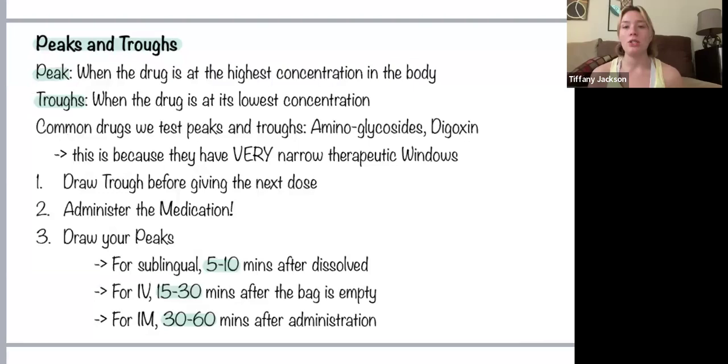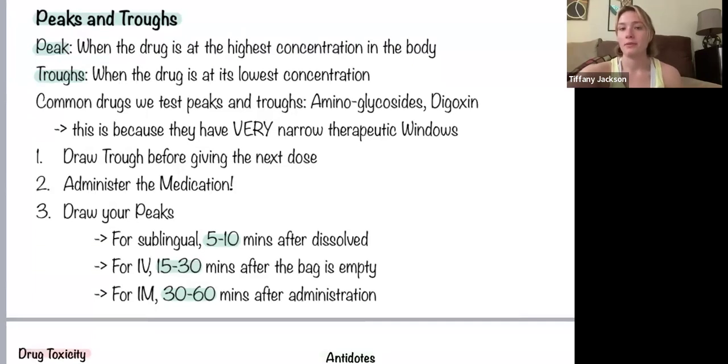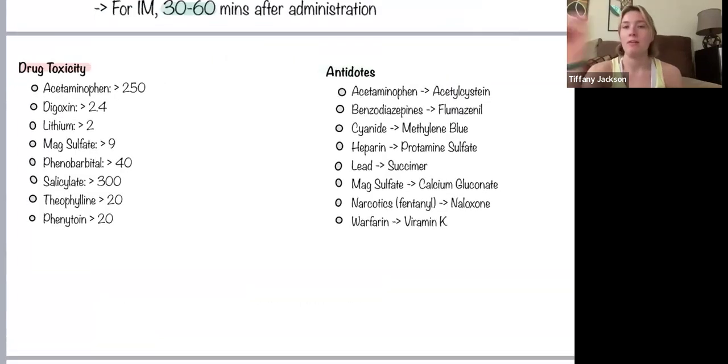When do we know when to draw our peaks? If we had a sublingual medication, about 5 to 10 minutes after it's been dissolved. If the patient has an IV, we're going to do 15 to 30 minutes after the infusion is complete. For IM, we check at 30 to 60 minutes after administration. Alrighty. A couple of things to be aware of. We're going to specifically focus more on this when we get to these drugs in the review, especially in part 2 when we talk about psychiatric medications. But be aware of your toxic levels.